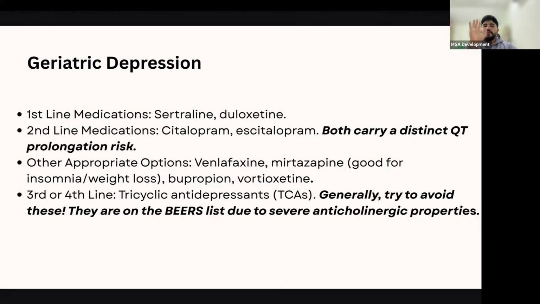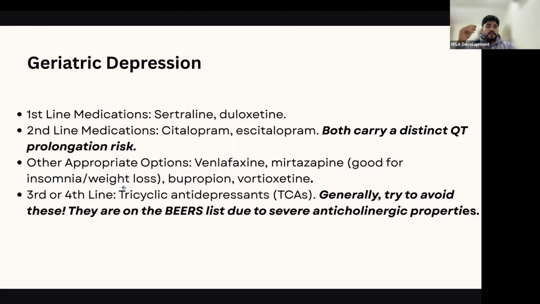Okay, and usually sertraline is your option. Second line will be citalopram or escitalopram. However, these both carry a risk for QT prolongation. So if the question says that the patient has a history of cardiac disease, AFib, and all that, you do not give these medications. Okay? You can give something else like venlafaxine, all right? This is a good medication, okay? However, this medication could lead to insomnia and weight loss.